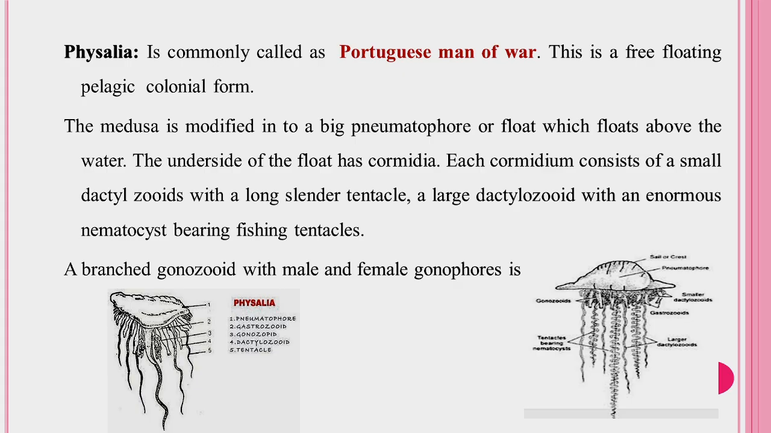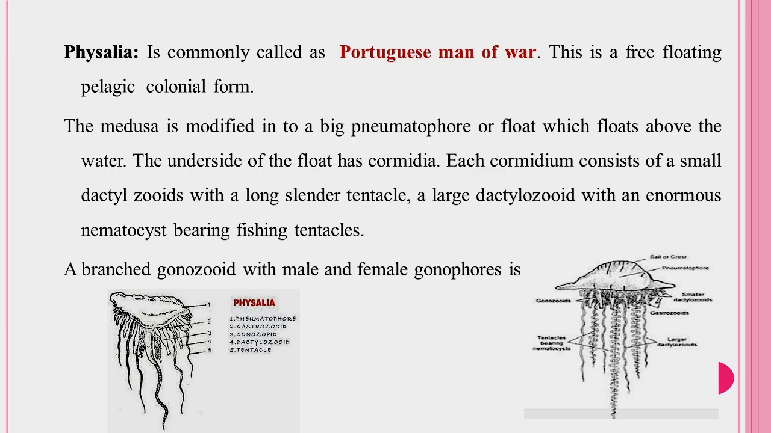First of all, Physalia, also called the Portuguese man-of-war. It is a free-floating pelagic colonial form. Here the medusa is modified into a big pneumatophore or float, beneath which hang many cormidia. Each cormidium consists of a small dactylozooid with a long slender tentacle, and a large dactylozooid with an enormous nematocyst-bearing fishing tentacle. The tentacles also carry batteries of nematocysts.